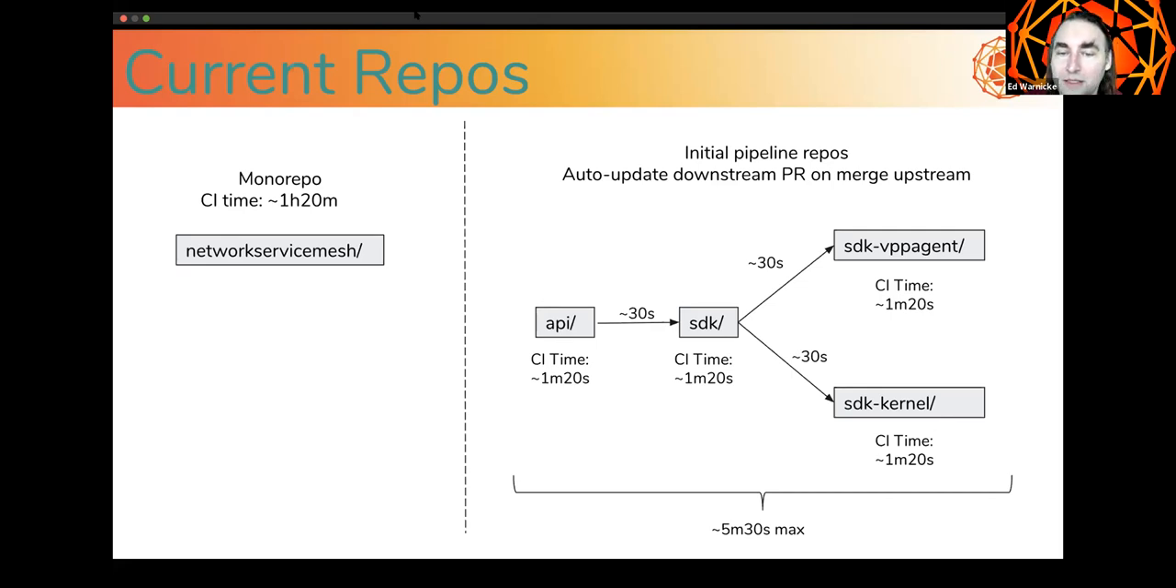Okay. So basically, when something is merged to API, that merge causes a GitHub action to run. That GitHub action has to go pull the code for SDK, update its dependencies, and push the PR. And that takes about 30 seconds.